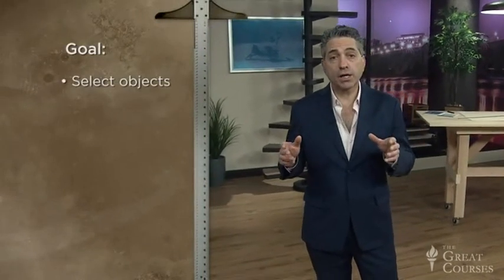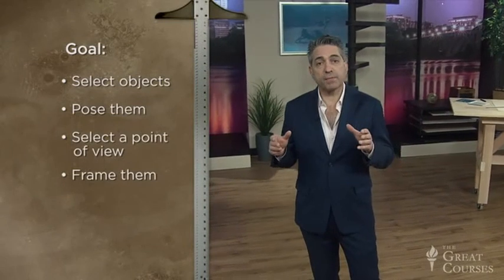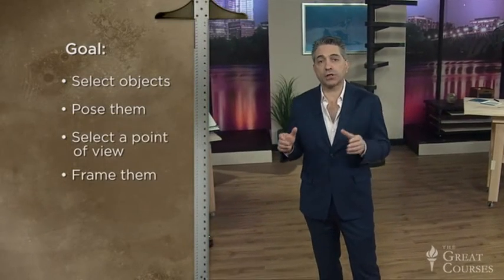The idea is to extend on what we did in the last set of compositional exercises. You'll introduce more complexity in terms of the objects and their relationships. The goal is to select objects, pose them, select a point of view, and frame them so that there's a natural hierarchy to the organization. This means that, relative to the large ground shapes, you'll have a focal point and focal area.